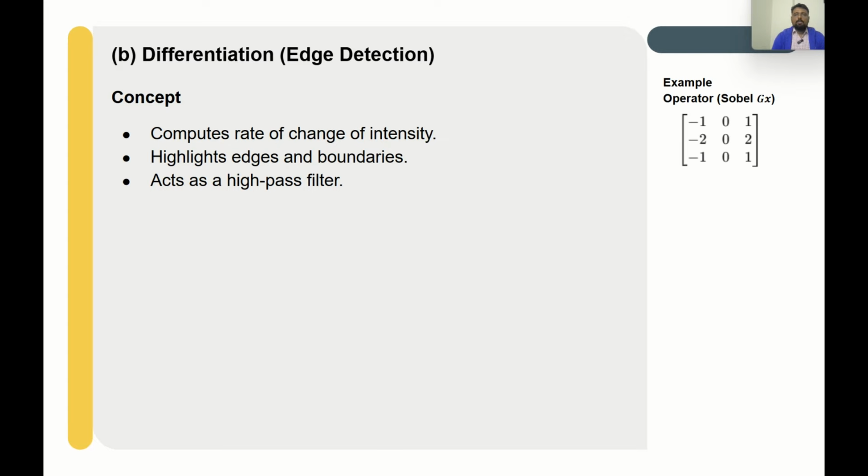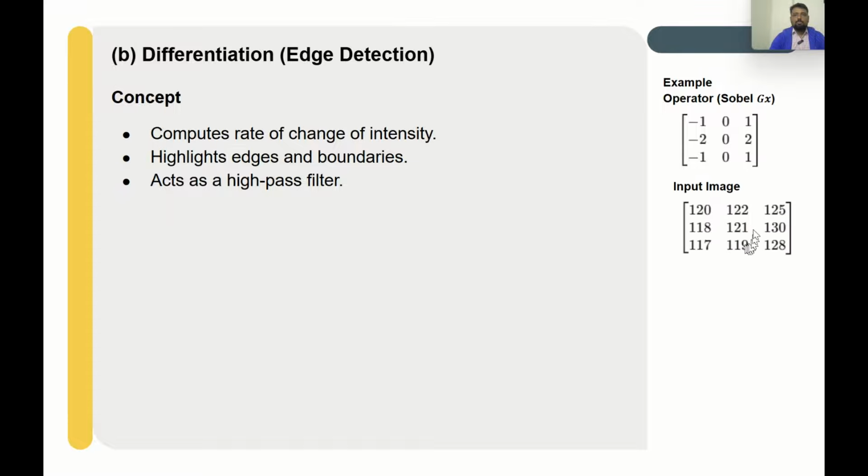Let's take the example of the Sobel operator. You know that Canny, Sobel and Prewitt are different edge detection techniques, and one of them is Sobel. For this, the values are -1, 0, 1, -2, 0, 2, -1, 0, 1, and the input image is here. So how do we apply this?